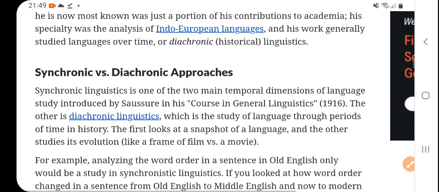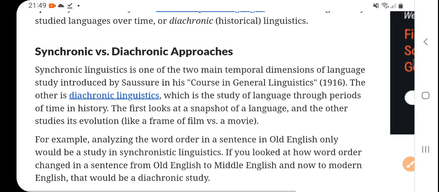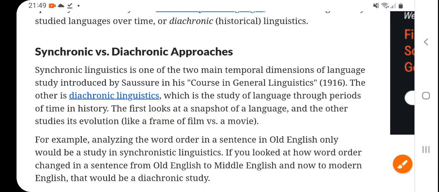His specialty was the analysis of Indo-European languages, and his work generally studied language over time, or diachronic historical linguistics. That is the study of the development of language. That's diachronic linguistics.